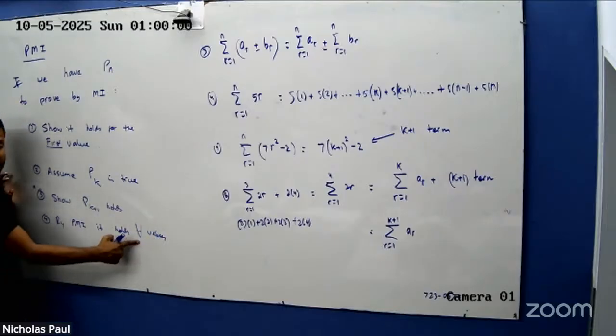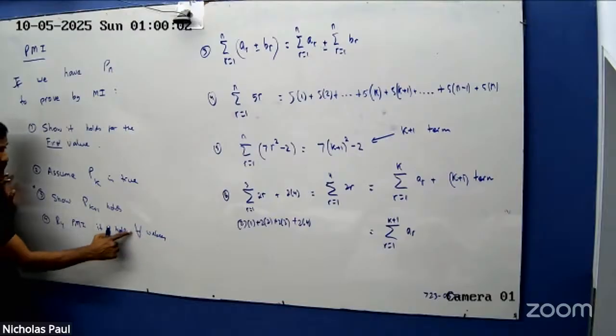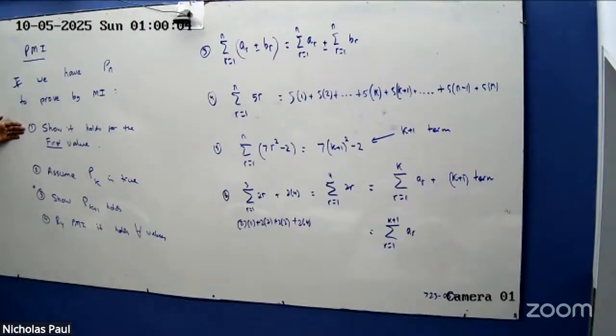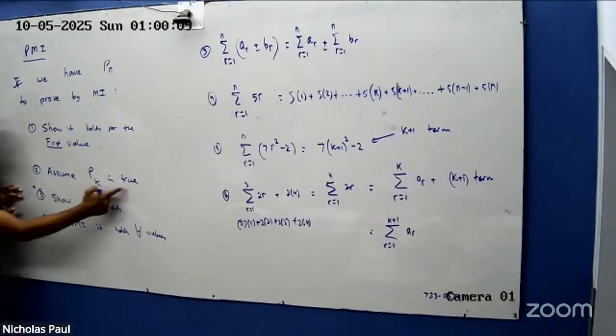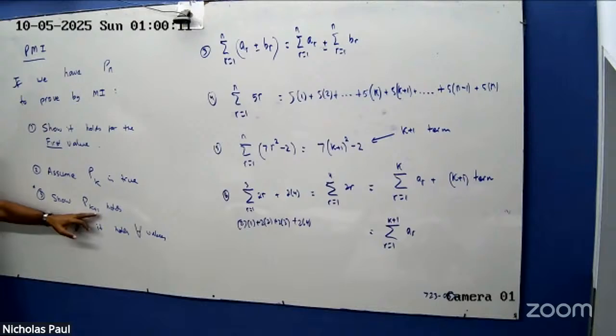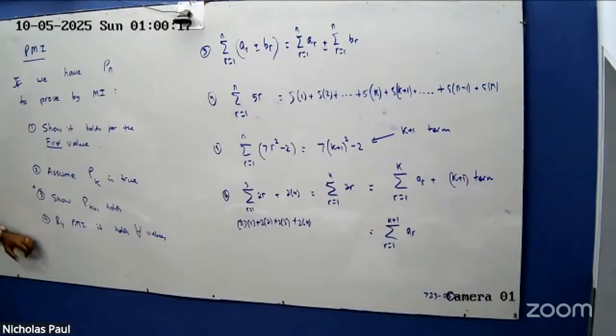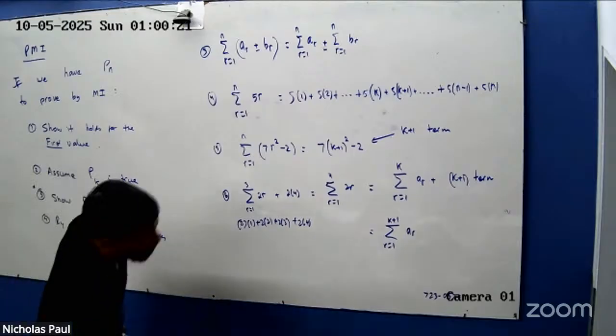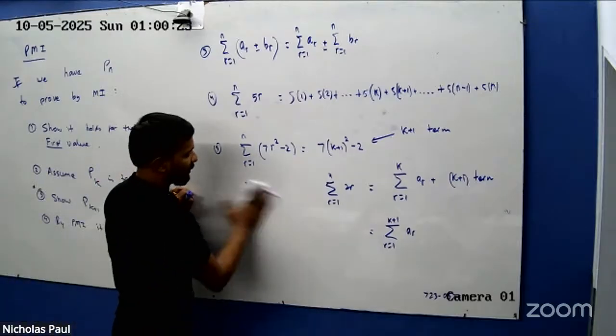That symbol means for all, right? For all. All right. So if we go down to this step: show it holds for the first value, assume P(k) is true, show P(k+1) holds. This is the main statement. And then by PMI, it holds for everything. So we have technically 4 steps to show. Okay. Copy that down and let's try some examples.